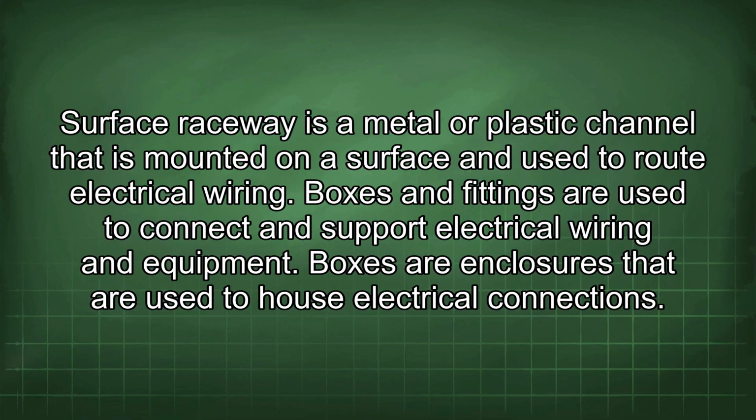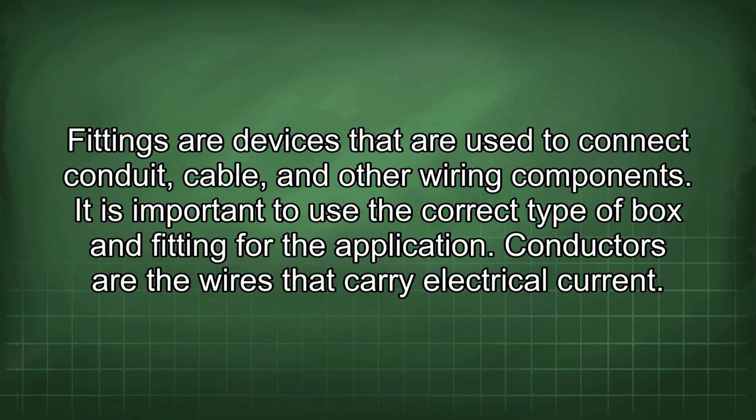Boxes and fittings are used to connect and support electrical wiring and equipment. Boxes are enclosures that are used to house electrical connections. Fittings are devices that are used to connect conduit, cable, and other wiring components. It is important to use the correct type of box and fitting for the application.